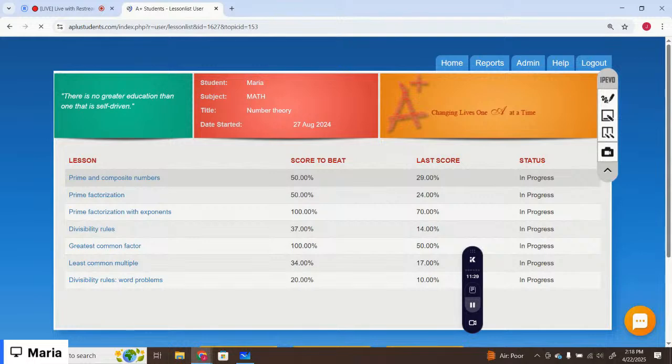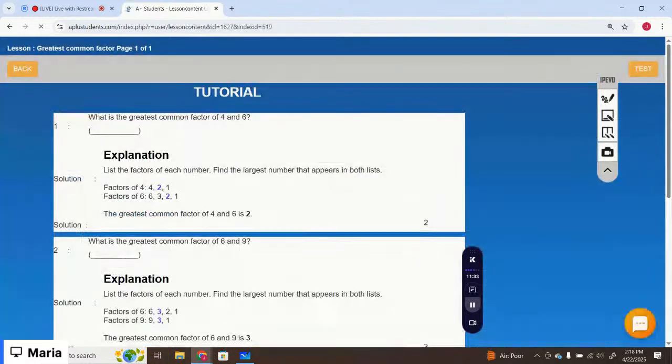The next lesson is greatest common factor. So let's just start with the greatest common factor. What is the greatest common factor of 4 and 6? We need to write down the factors of 4 and 6.